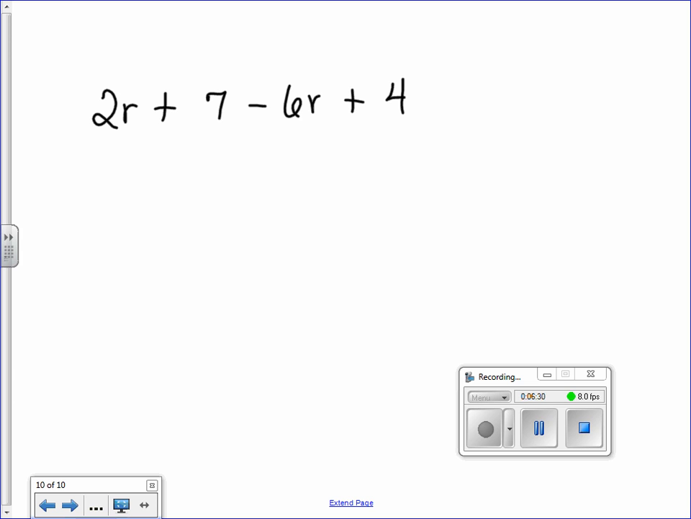Okay? These are variables because they vary. r can be anything, right? They're variables because they vary.